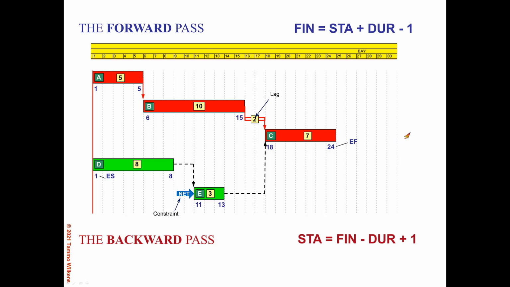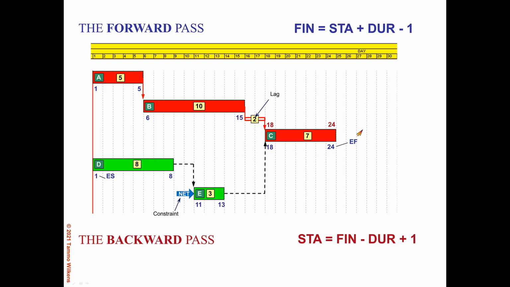Now, if we look at the backward pass, we start calculating in reverse. So the latest finish by default for activity C is day 24. And I say by default because no project finish was established. And the computer has nothing to go by for the start of the backward pass, except the traditional default of starting backwards from the latest date of the forward pass.